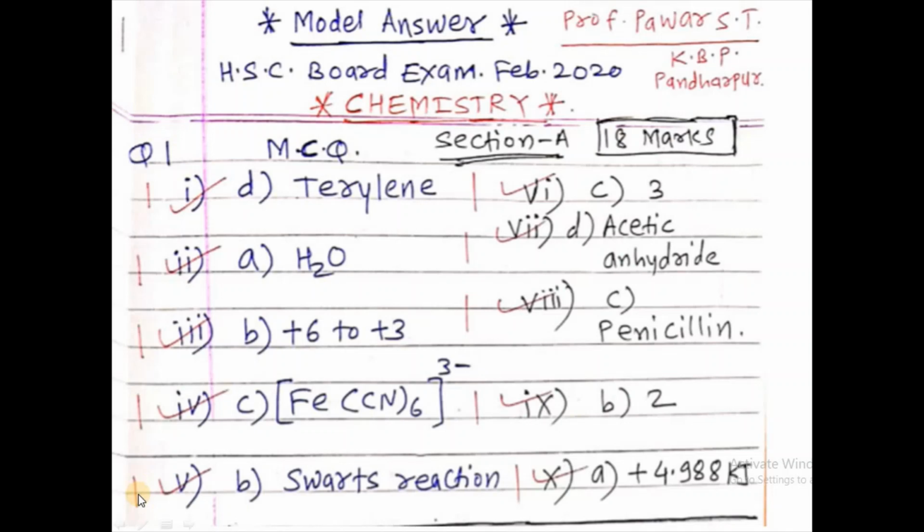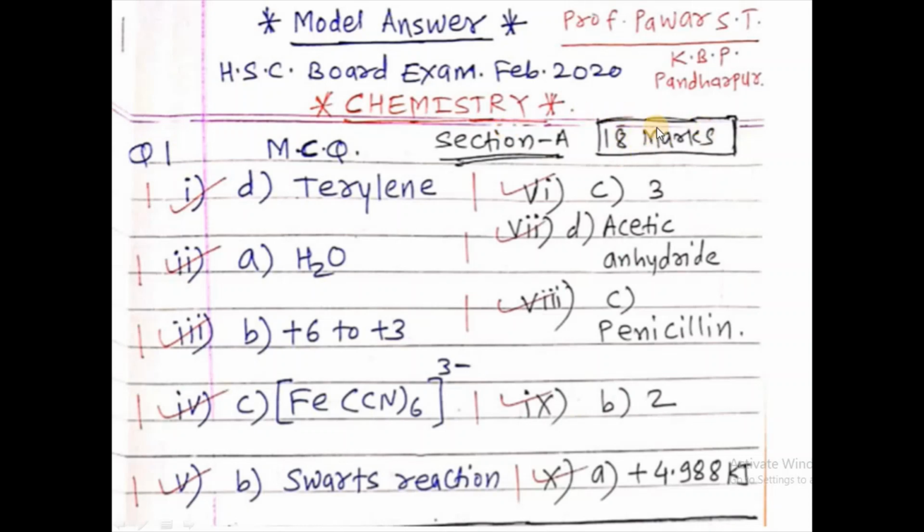There are 4 sections in this question paper. Section A contains question number 1, containing 10 multiple choice questions having 1 mark each. Question number 2 contains 8 very short answer type questions carrying 1 mark each. These 2 questions are included in section A, and hence section A has 18 marks.